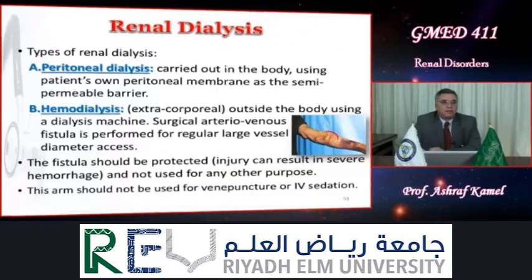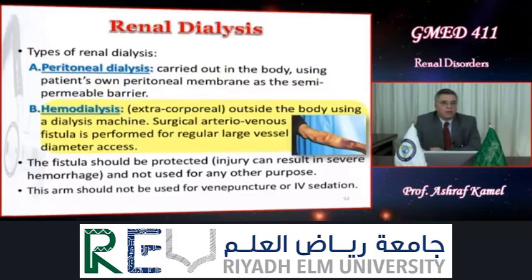Renal dialysis. The types of renal dialysis. The first one is the peritoneal dialysis carried out inside the body using the patient's own peritoneal membrane as the semi-permeable barrier. The other type is hemodialysis, which is extracorporeal, outside the body, using a dialysis machine.